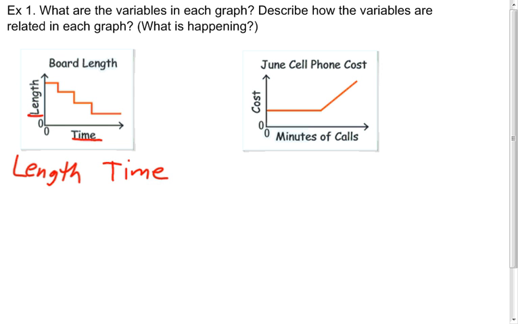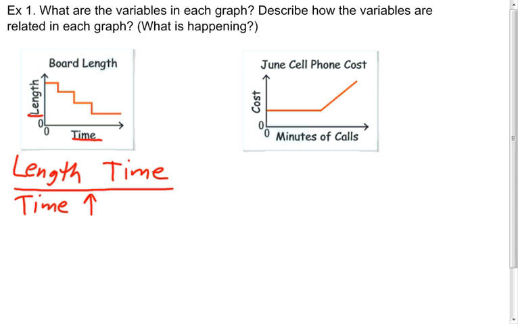Okay? Those are my two variables. How are they related? Well, time is always going up. We can't make time go backwards. Okay? So time is going up. Time is increasing.